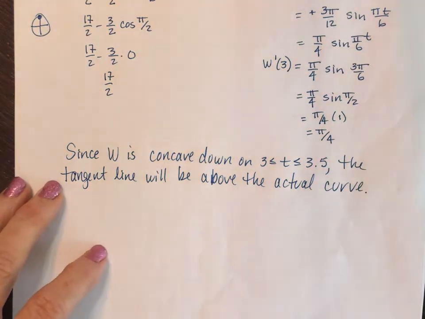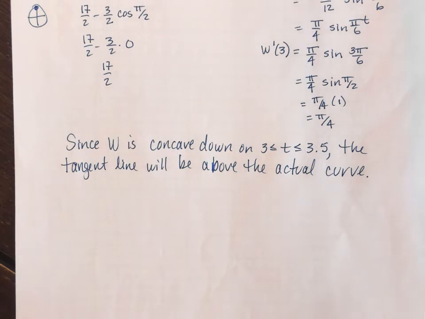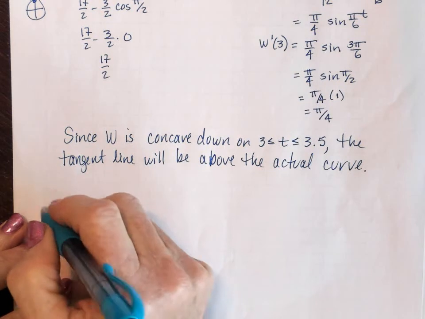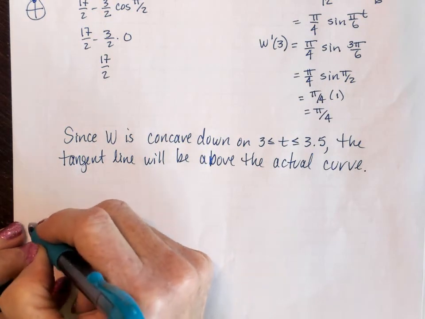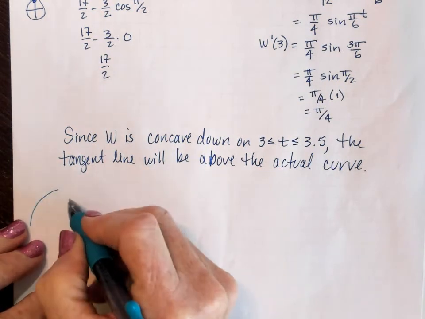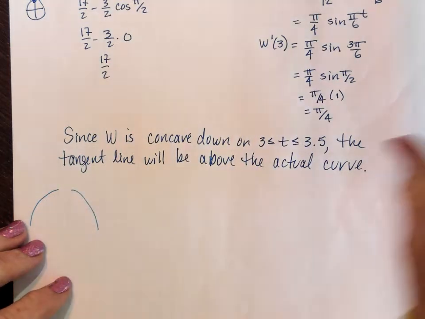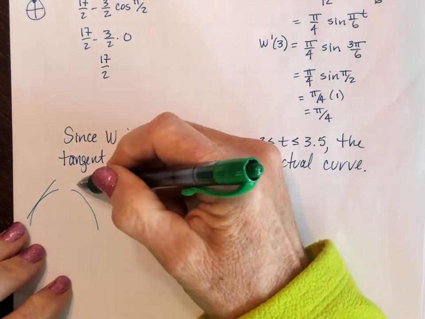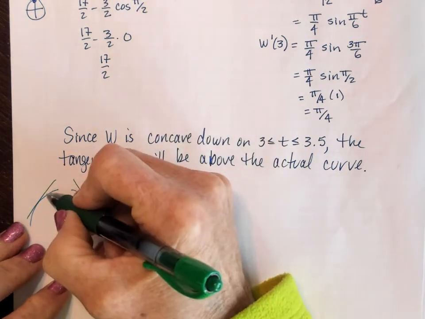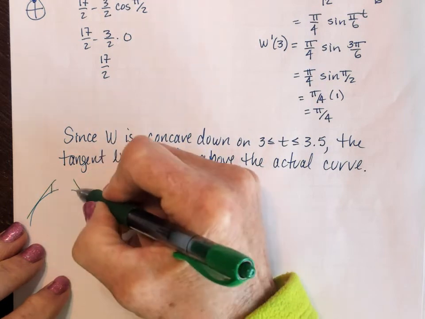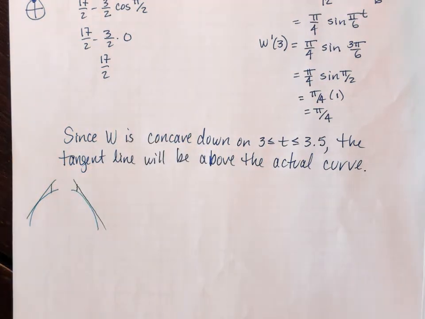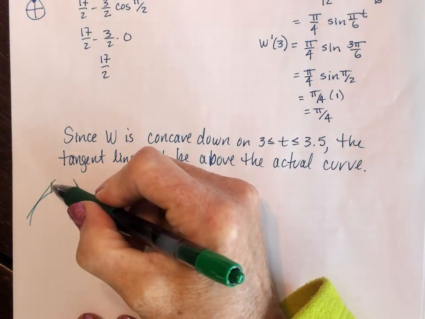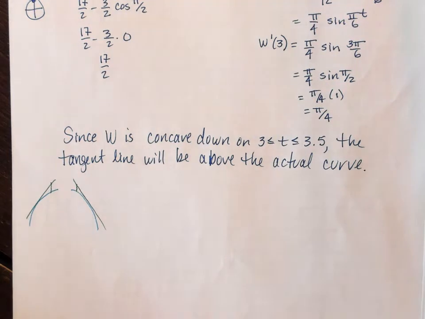Now, I want to talk about this even though it's not specifically part of this problem, but I just want to explain to you why. If you think about something that's concave down and increasing or concave down and decreasing, any tangent line that you put in here is going to be above the curve. So if you use that tangent line to estimate a value, your estimate is always going to be an overestimate. It's going to be larger than the actual function value.